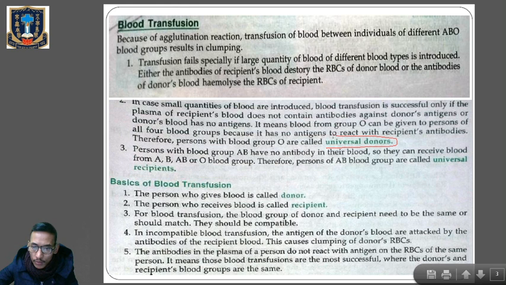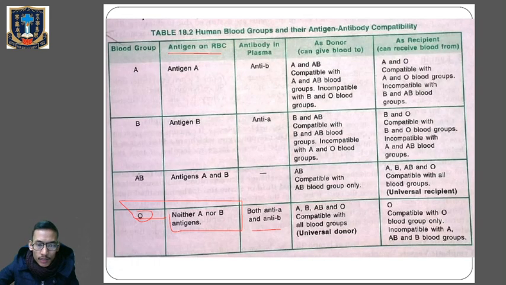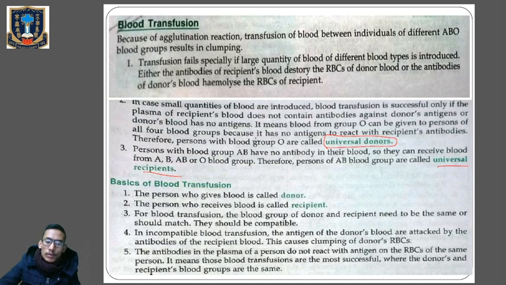Then comes the next one, which is called the universal recipient. Just now we talked about the universal donor. Now we will talk about the universal recipient. Persons with blood group AB are called universal recipients. Why? Because they have no antibody in their blood. If you look over here, individuals having blood group AB have both antigen A and antigen B, but they don't have antibody. Since individuals with blood group AB don't have antibody in their blood, they can receive blood from A, from B, or even from O or AB itself. Therefore they are called universal recipients.